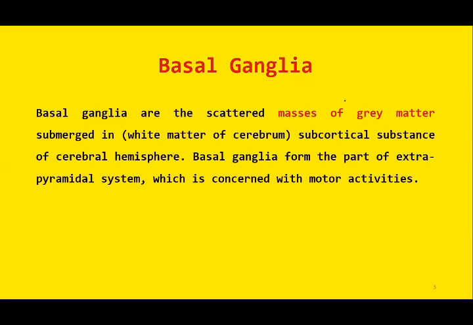So you must have heard this term frequently in your lectures during your physiology and anatomy classes, basal ganglia. So when we use the term basal ganglia, how can we define basal ganglia? These are the masses of gray matter submerged in the white matter of the cerebral cortex. This is the simplest of all definitions. Masses of gray matter scattered within the white matter of cerebrum. And the thing to remember is that basal ganglia is part of the extrapyramidal system that controls the motor activity.